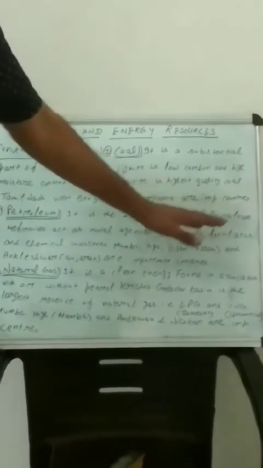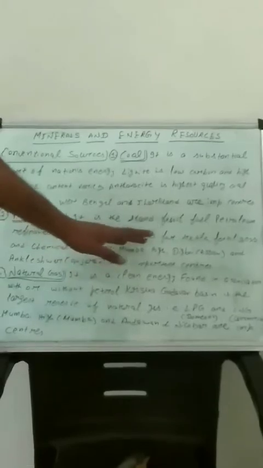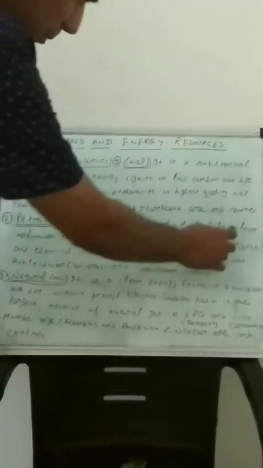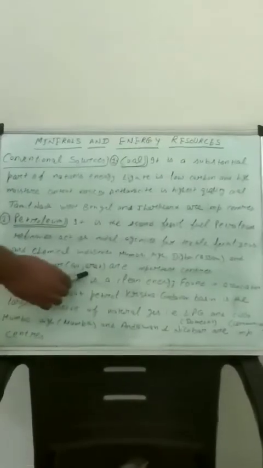Petroleum refineries act as nodal agencies. These are the petroleum refineries that we have in India. We make textiles from it, fertilizers from its waste material, and we run chemical industries from these petroleum refineries. Mumbai High in Mumbai, previously known as Bombay High, Digboi in Assam and Ankleshwar in Gujarat are the important petroleum refinery centers in India.